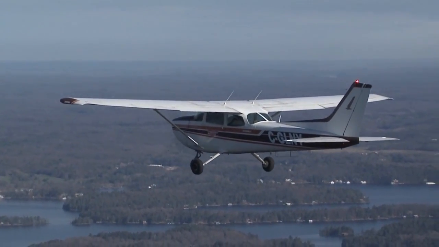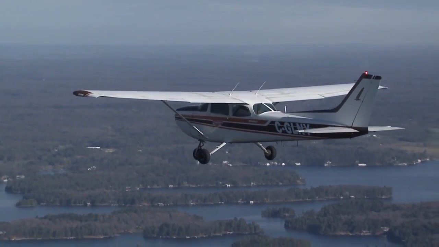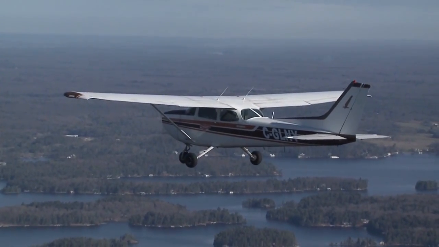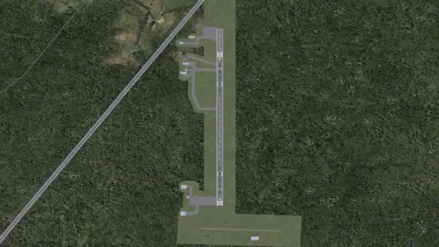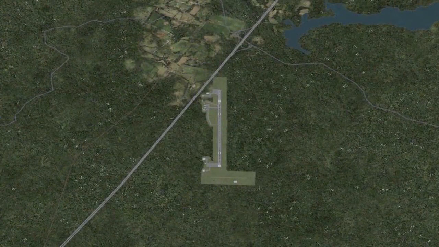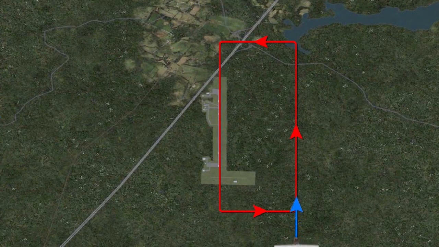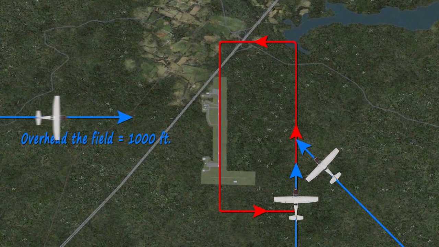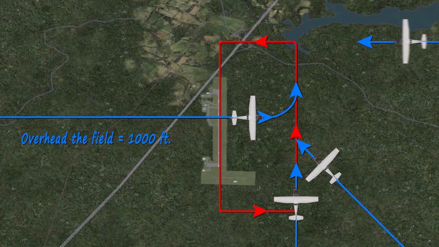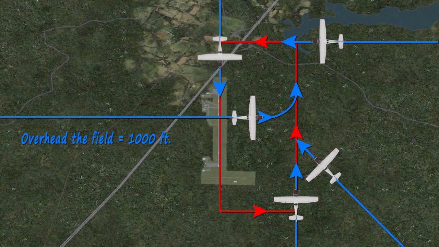The MF operator will then either confirm your intentions or suggest alternative circuit entry options depending on any other aircraft they may be talking to. You might be asked to consider one of several different options available to your circuit entry at an MF aerodrome, including a straight in on the downwind leg, a 45-degree entry to downwind, overhead the field at 1,000 feet above ground level, joining mid-downwind, straight in on the base leg, or if the situation allows, straight in on final.